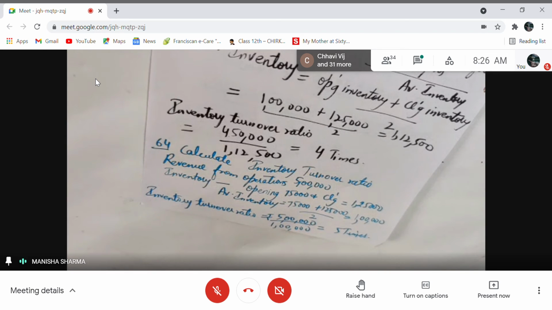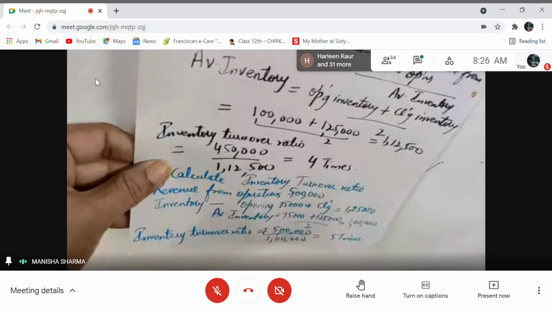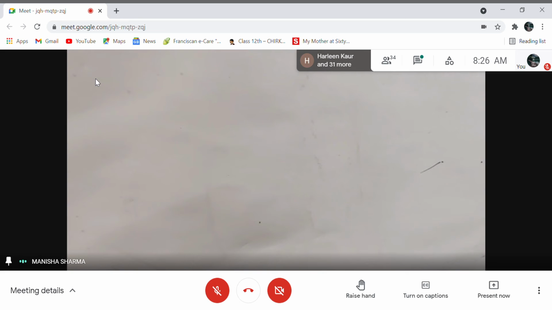The thing I made very clear, COGS are missing, but instead of COGS, net sales are given. So now the inventory turnover ratio will be, first you will write net sales, or you can write revenue from operations, divided, write the formula, divided by average inventory. Then you substitute that inventory turnover ratio is equal to 5 lakhs divided by 1 lakh. It comes out to be 5 times. Clear? I hope it is clear. From this question, if COGS is not given, then net sales is taken as the numerator, right? Now let's take up the next illustration.